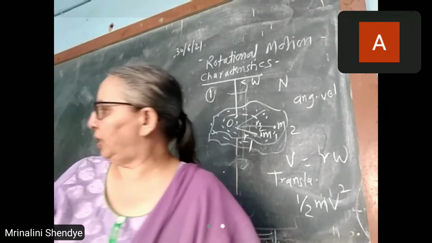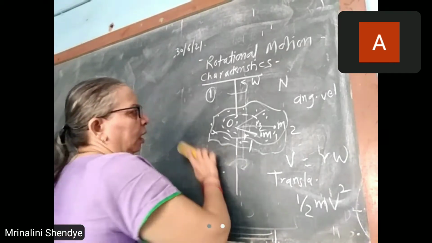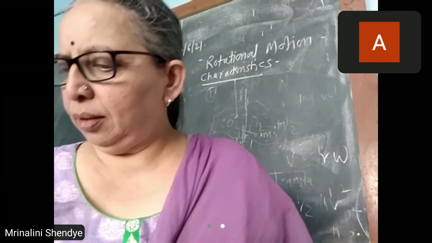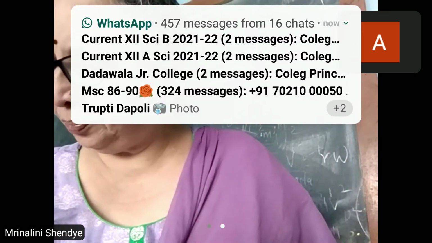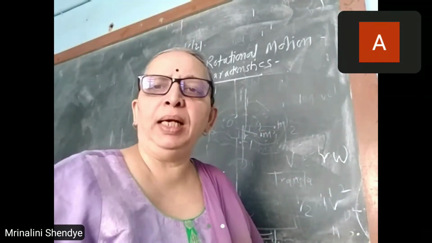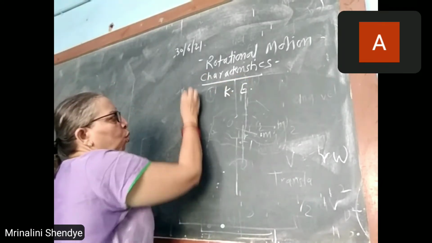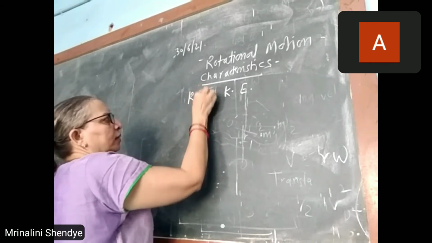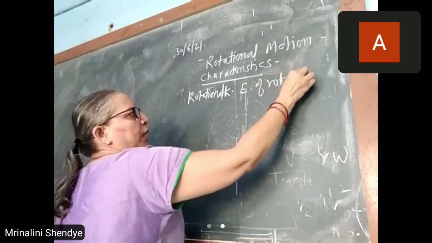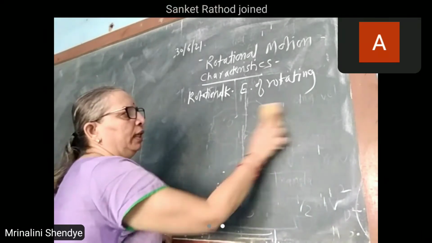So the first derivation we will start with is the expression for kinetic energy. So write down the question. Derive the expression for rotational kinetic energy of a rotating body. Expression for rotational kinetic energy of a rotating body.